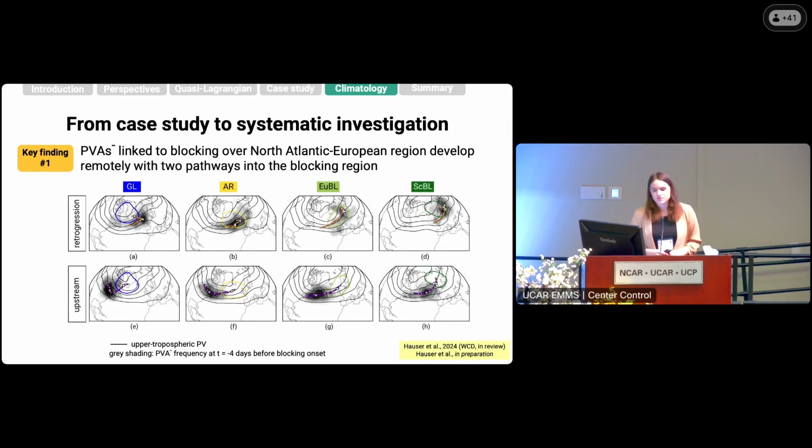One thing we also saw is that this is not only something that we see when we look at Greenland blocking, but this is also something we see when we look at the other 3 blocking types: the Atlantic Ridge regime, the European blocking, and also the Scandinavian blocking regime. So it's not a feature of the Greenland blocking. We can conclude here our first key finding, that PV anomalies linked to blocking over the North Atlantic European region develop remotely with 2 pathways into the blocking region.